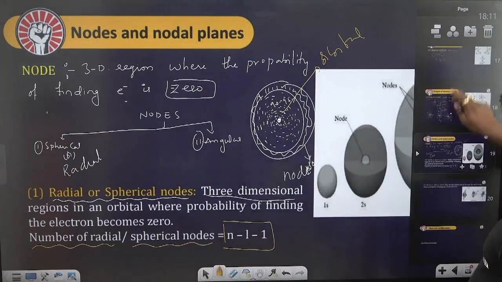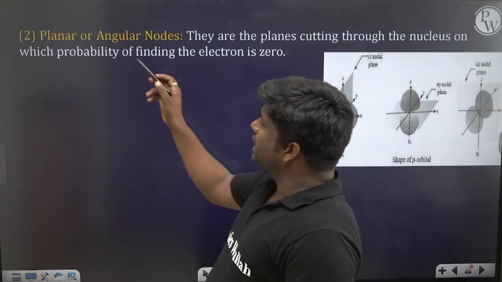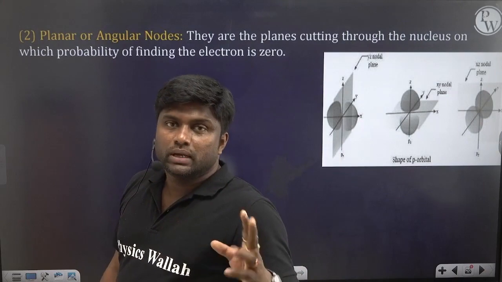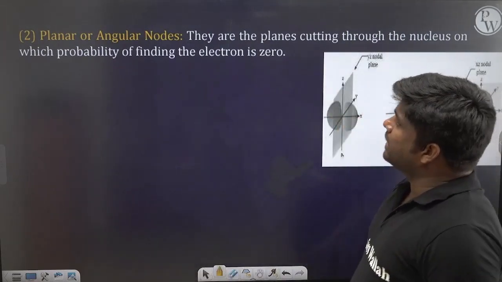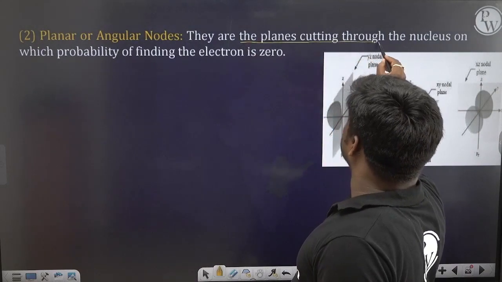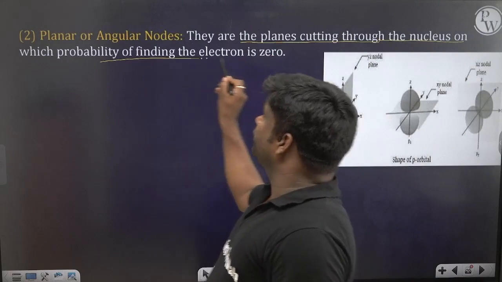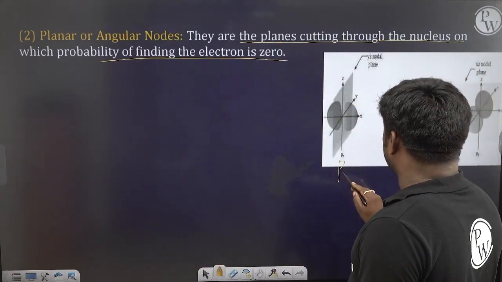Next, coming to the planar or angular nodes. Nodes are of two types: spherical nodes, which are radial nodes, and planar nodes, which are angular nodes. So planar nodes are also called angular nodes. They are the planes cutting through the nucleus on which the probability of finding the electron is zero. For example, you are taking the px orbital.